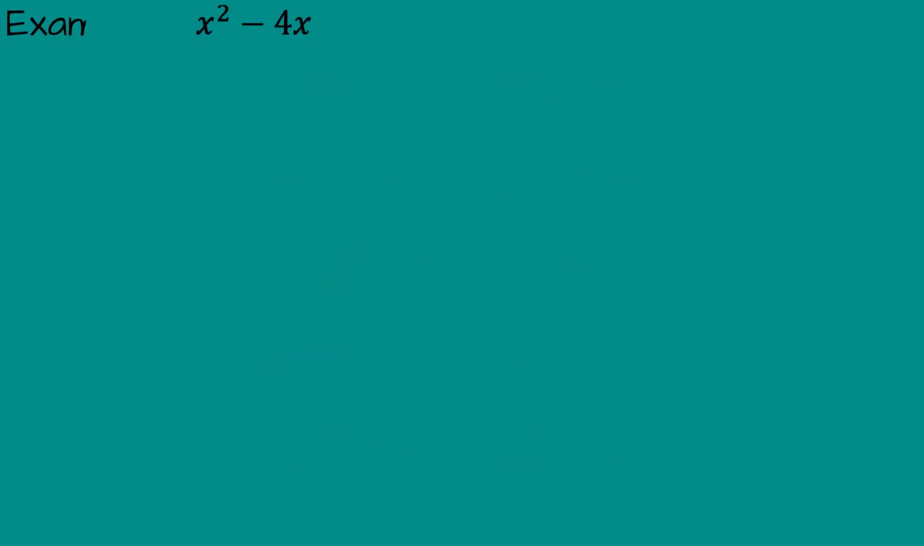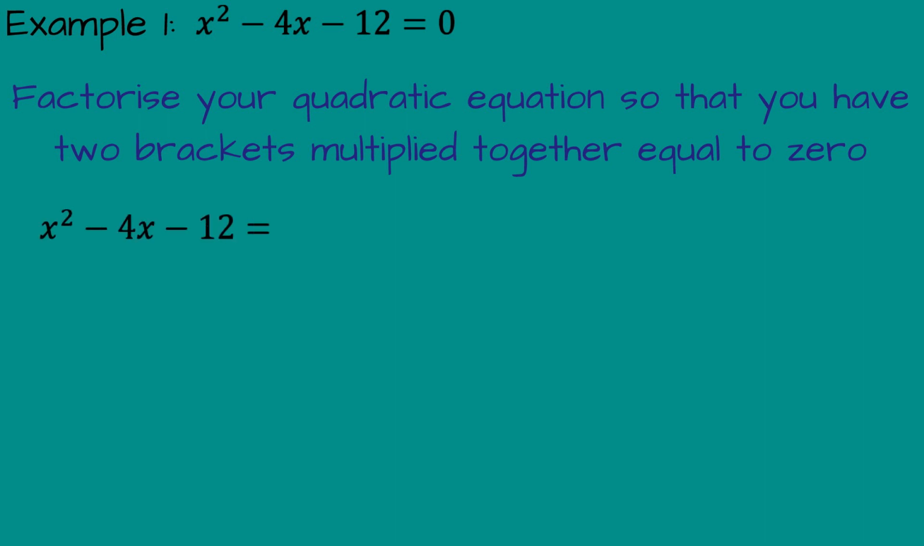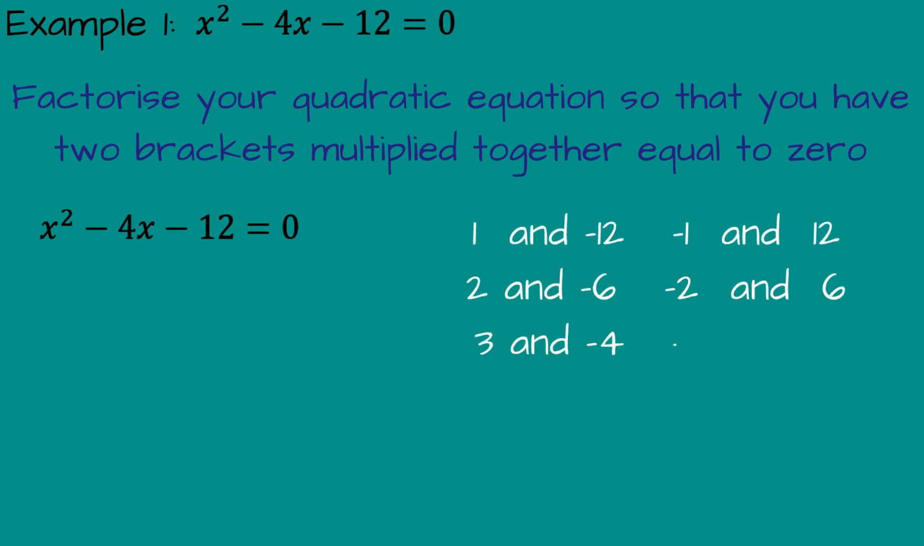Let's start with the first example, x² - 4x - 12 = 0. Before we solve this quadratic equation, we need to factorize it. It will factorize to two brackets, x plus or minus a number, times x plus or minus another number, equals 0. You need to find two numbers that multiply together to get -12, and add to -4. Numbers that multiply to -12 are 1 and -12, -1 and 12, 2 and -6, -2 and 6, 3 and -4, and -3 and 4.